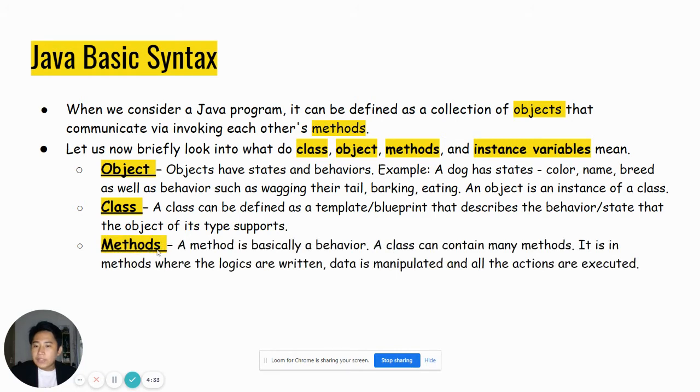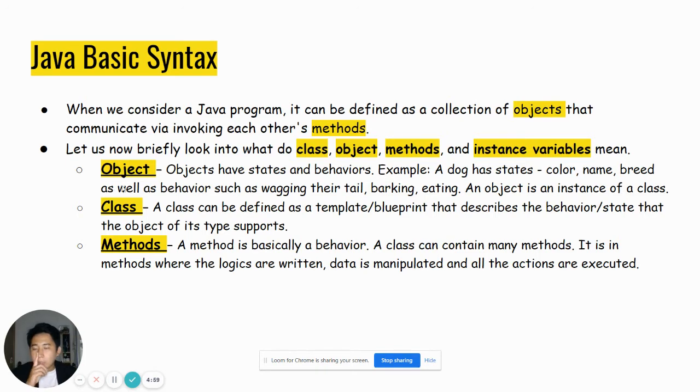Okay, methods. A method is basically a behavior. A class can contain many methods. It is in methods where the logic is written, data is manipulated, and all the actions are executed. So in a simpler form of describing a method, it is a behavior.